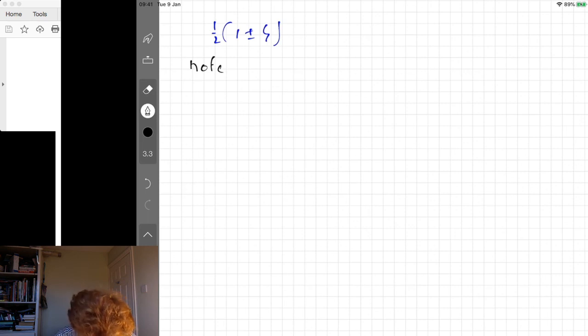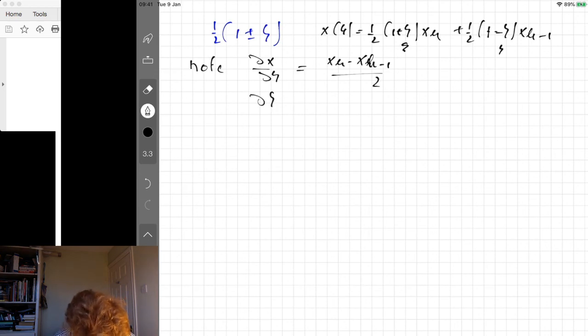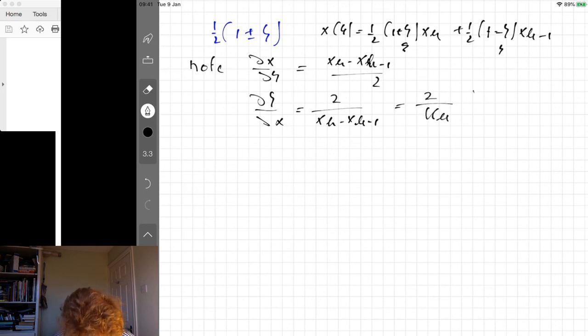And we have, let me repeat it, x of xi is half (1 plus xi) x_k plus half (1 minus xi) x_{k-1}. So we note then that dx/dxi, we need it as Jacobian, is (x_k minus x_{k-1}) divided by 2. Simply take the derivative of these two terms, then we get that expression. And if we take the inverse, then this is 2 over h_k, where h_k is the length of the element, which is the difference between node x_k and x_{k-1}.